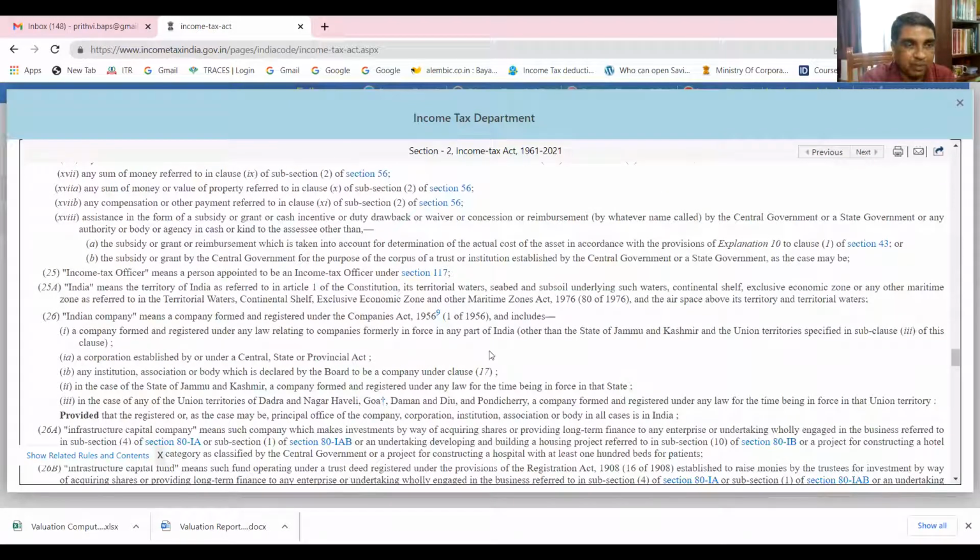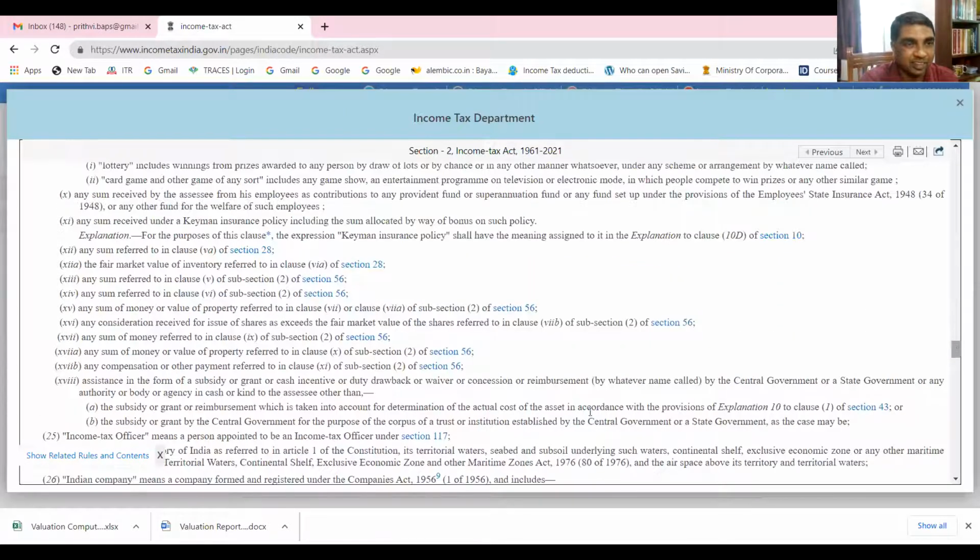How many items are there in total? So, 17, 18. Yes, 18. But here you can see this 17A, 17B. Here you can see this is 12A. 12 is there, 12A is there. Okay, in fact 17, 17A, 17B, 3 items are there. So many items are there.